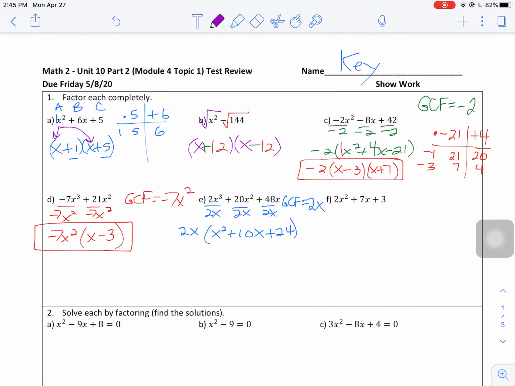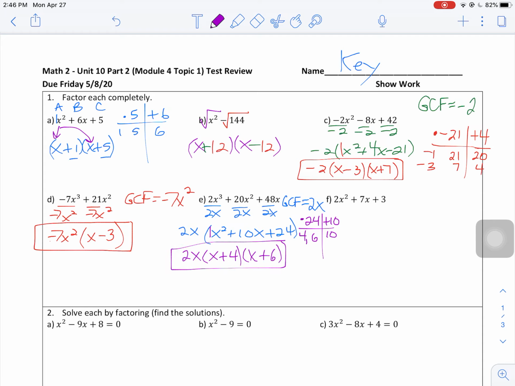In this particular problem, our leftovers are a basic trinomial, just like in letter A. And I know that because there's an invisible 1 in front of the x squared. So I want to find two numbers that multiply to the number in the back, and then those same two numbers need to add to the number in the middle. So multiply to 24, add to 10. Just to speed up the time a little bit here, I'm just going to jump to the answer. So 4 times 6 is 24, 4 plus 6 is 10. So drag down your 2x in the front, and then you do x plus 4 and x plus 6.